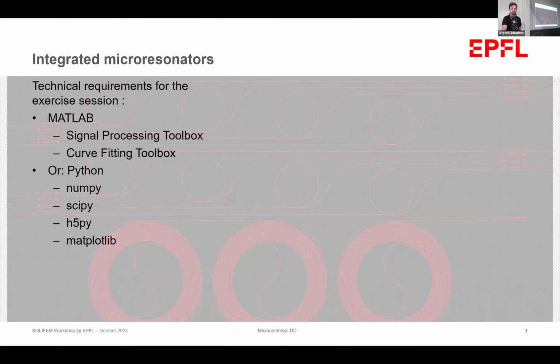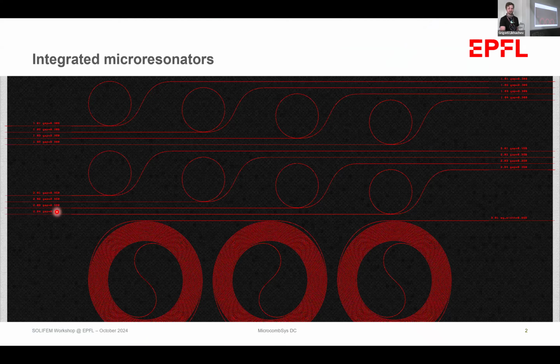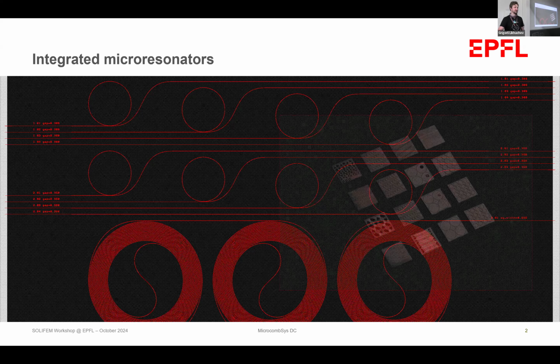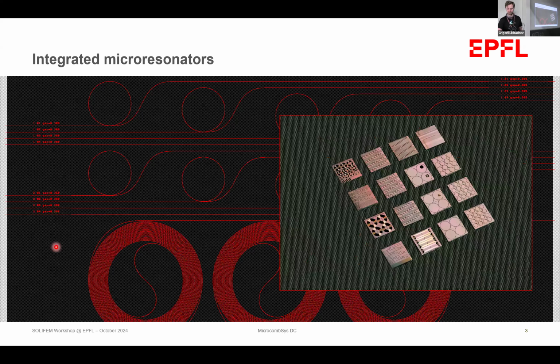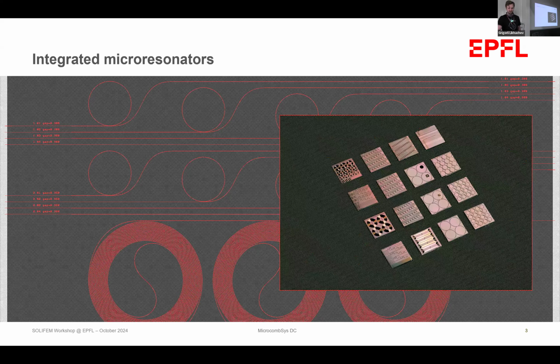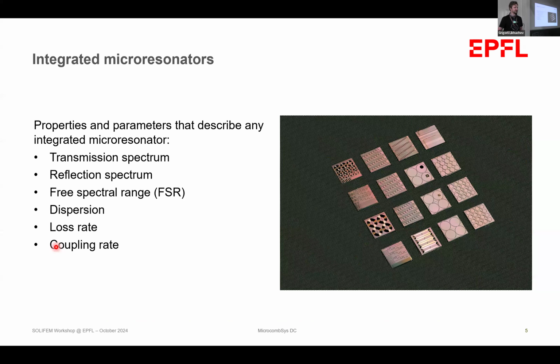Let's start. As I mentioned, we're going to talk about integrated microresonators, and I believe mostly you're familiar with them, and maybe some of you worked with them or saw these cool pictures. There are many parameters and properties that describe integrated cavities, and mostly we're interested in transmission spectrum, reflection, free spectral range, dispersion, losses, and coupling rate. Of course, there are many other parameters, but these are the parameters that I'm mostly interested in.